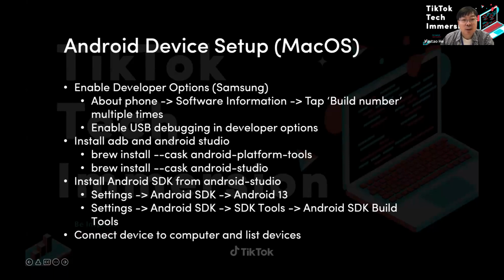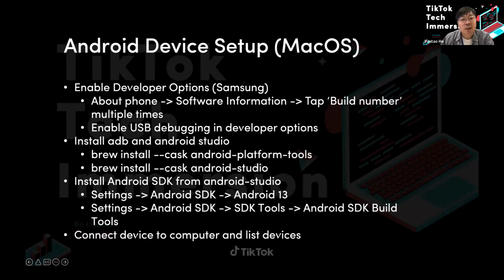We also need to install some tools and libraries. The most important one is ADB, and another is Android Studio. For ADB, we can install the Android platform tools. ADB has a lot of commands, and we can work with the phone to do some shell actions. And with Android Studio, we are going to use it to install the Android SDK.